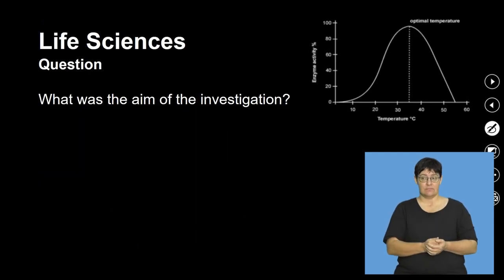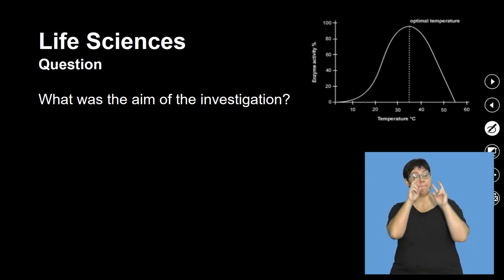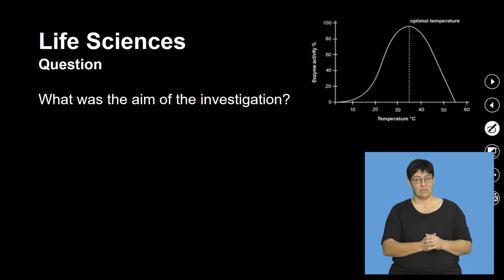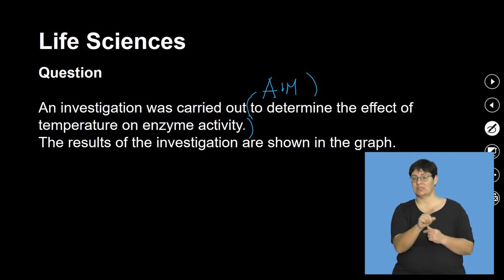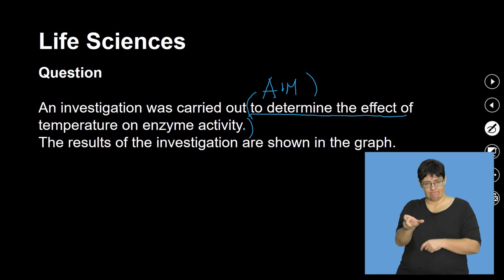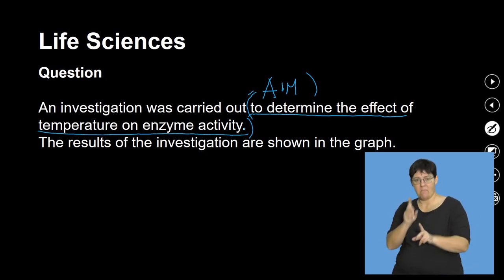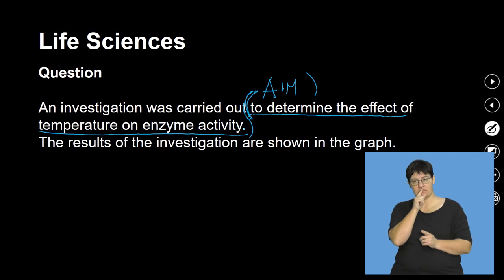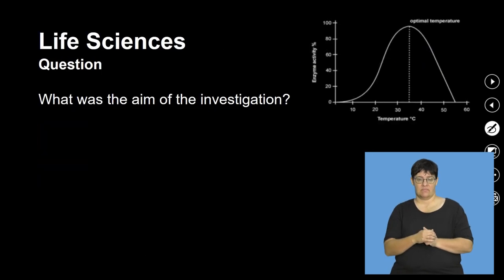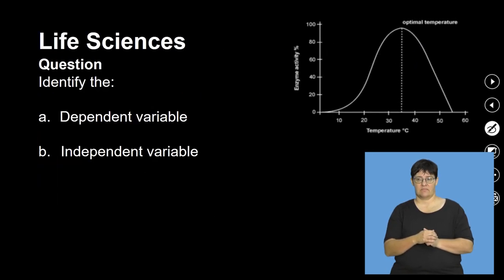The first question: what was the aim of the investigation? We are now going to go two slides back. You go back to what the heading was, what I did here, and you take this out and you write it exactly like this as your answer. As soon as you see the words to determine, that means this is your aim. You take it out of your introduction.